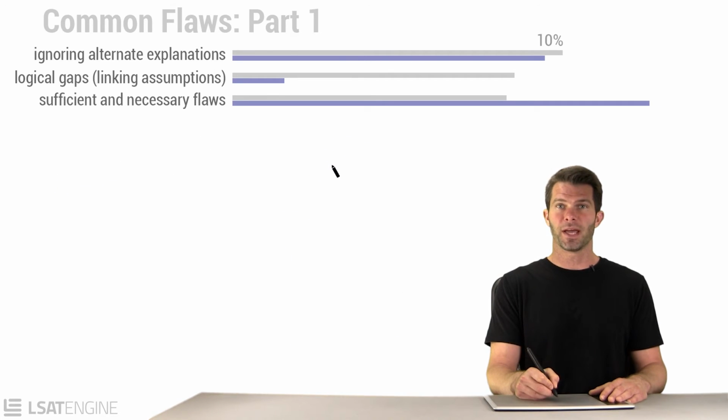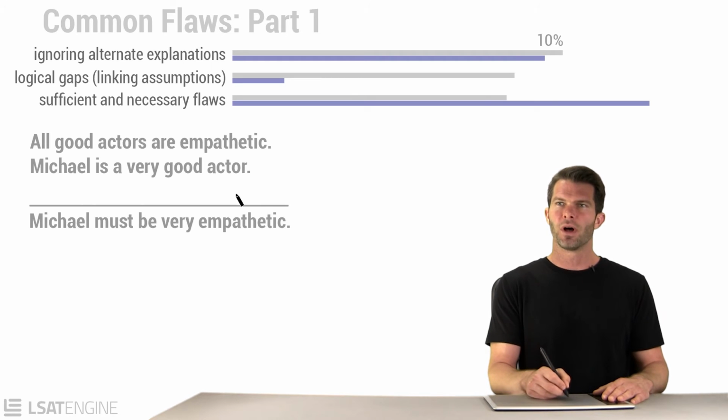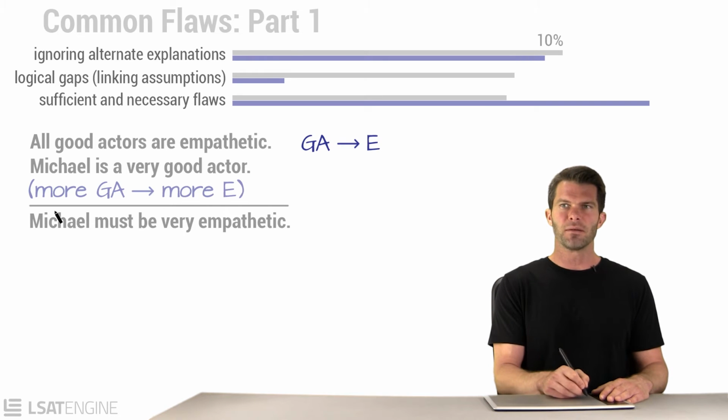Another flaw that shows up occasionally and involves conditional statements mistakes a conditional relationship for one of intensity. So if A implies B, that doesn't mean that more A implies more B. Here's an example. All good actors are empathetic, and Michael is a very good actor, but that doesn't mean that he must be very empathetic. Just because good acting implies empathy doesn't mean that more good acting implies more empathy.